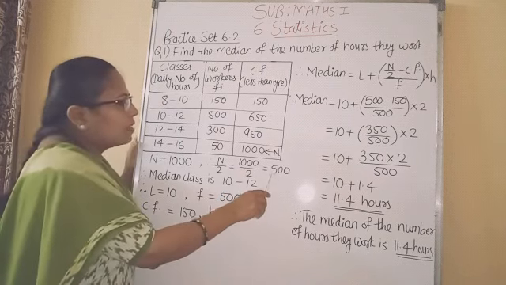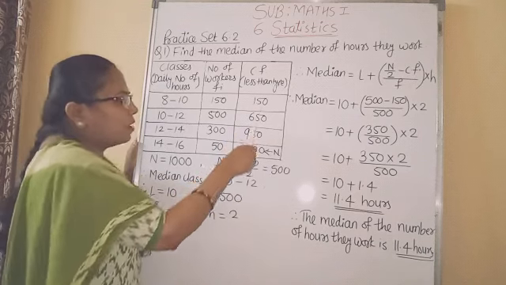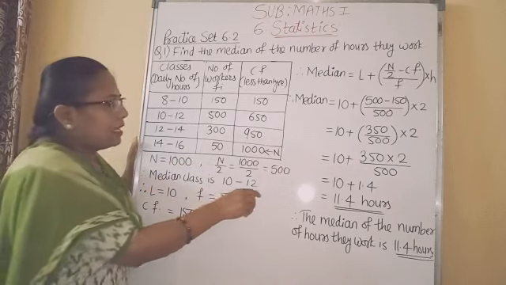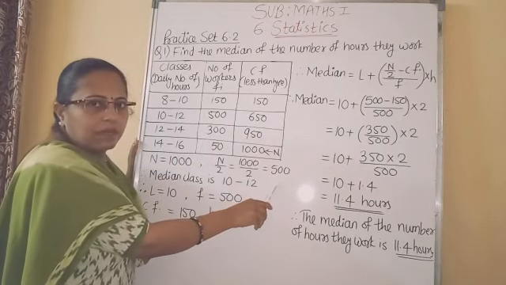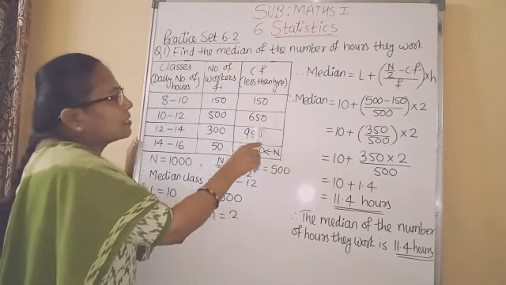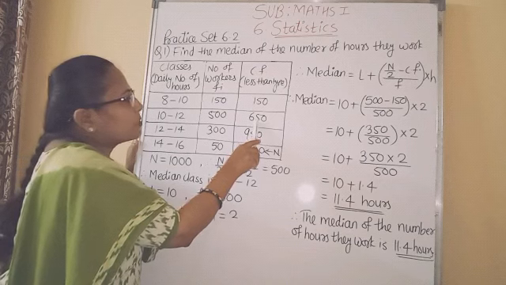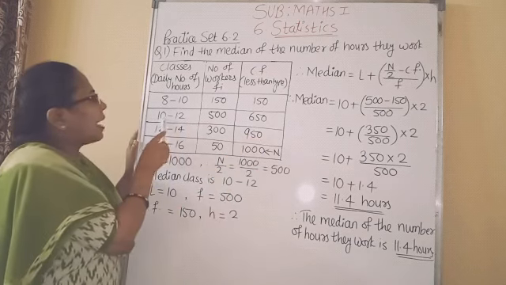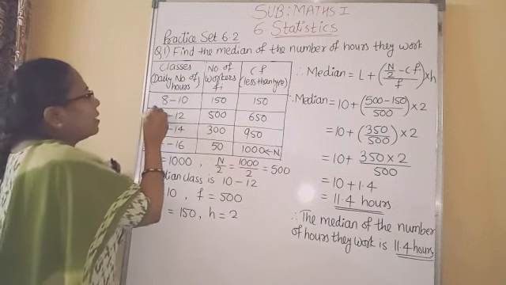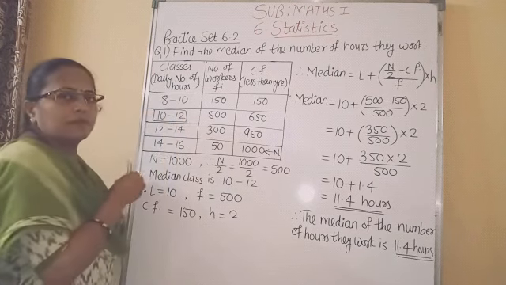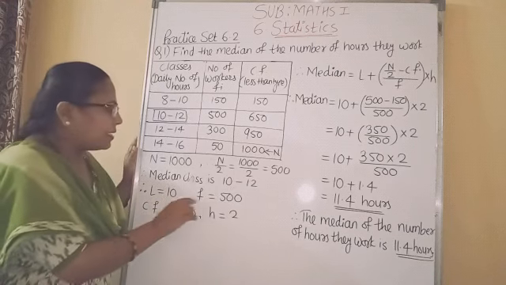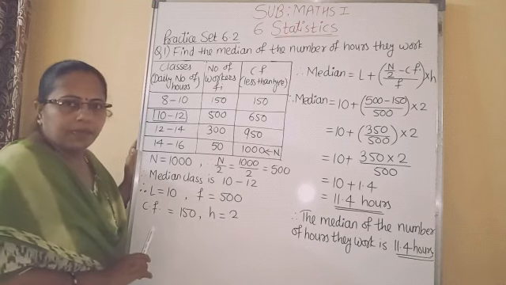After getting n, we have to find n upon 2. So n upon 2 is equal to 1000 divided by 2, which is equal to 500. Then we observe the CF column and take the CF which is just greater than 500. Which CF is just greater than 500? That is 650, and 650 corresponds to the class 10 to 12. Therefore 10 to 12 is our median class. So this is our first step: we have to find the median class, and from that we will get the remaining values.